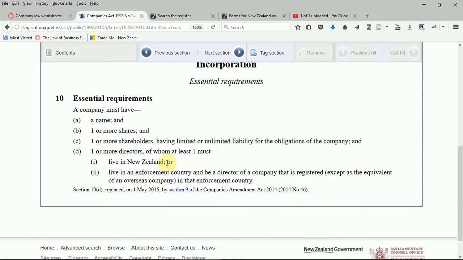Something to be aware of is one or more directors must live in New Zealand or live in an enforcement country, being a country we can sue people in, and these are listed. They also must have one or more shareholders. Now, one point about these two things here, directors must be a natural person, but shareholders can be a person, or they can in fact be an entity in themselves.